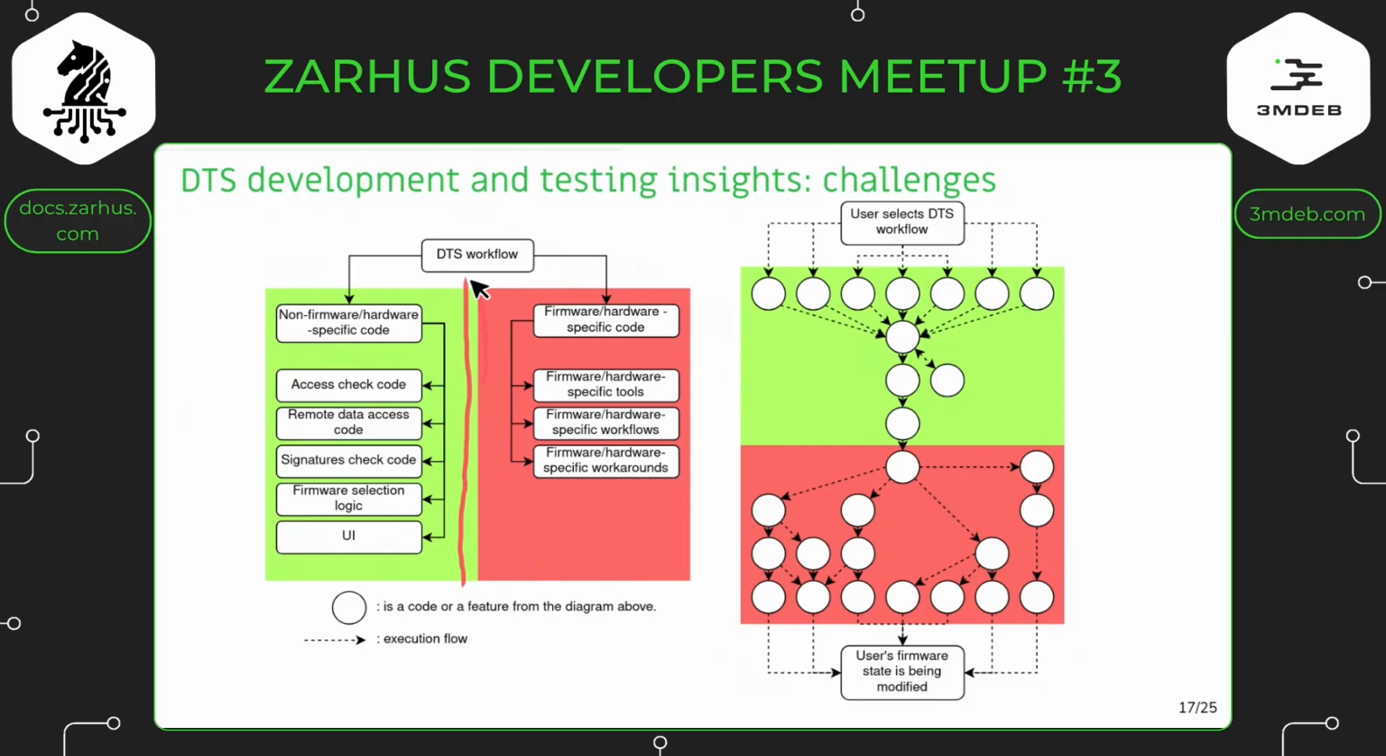The idea is to separate those chunks of code and minimize them separately. So ideally, we would have all these general code blocks as simple and minimalistic as possible. For example, this would be a UI. Here we have some server, and so on. And here we will have all the custom hardware and firmware workarounds and all the stuff.